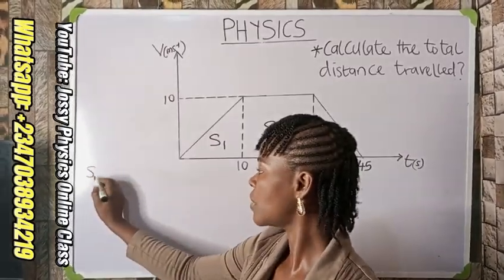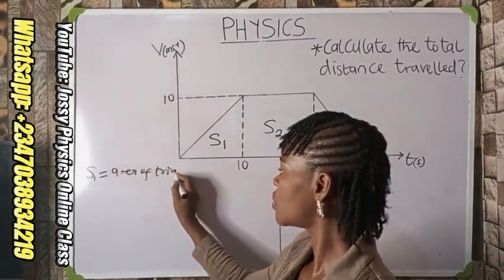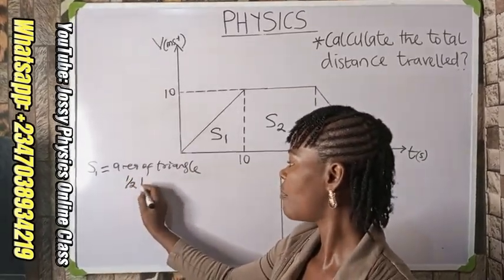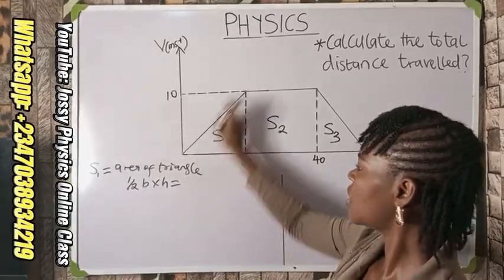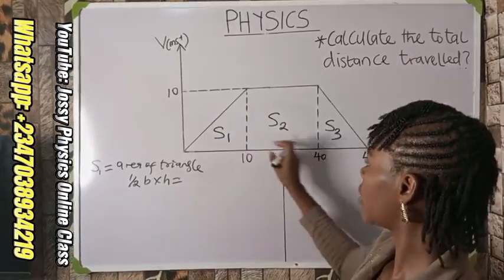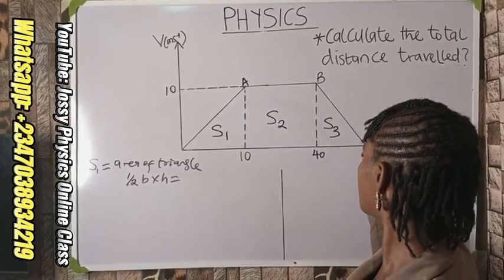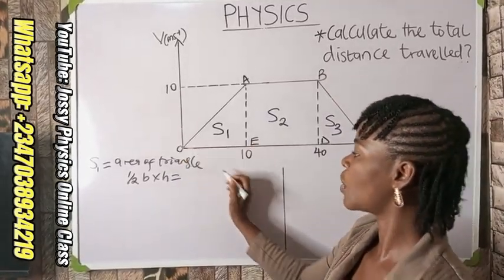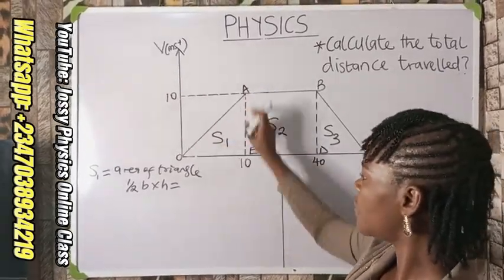So my x1 is equal to the area of a triangle, and the area of a triangle is half base times height. Now, what is my base? If I consider this triangle, I have to label the edges of this diagram. So I will have A, B, C, D, E. This is my starting point, which is 0.